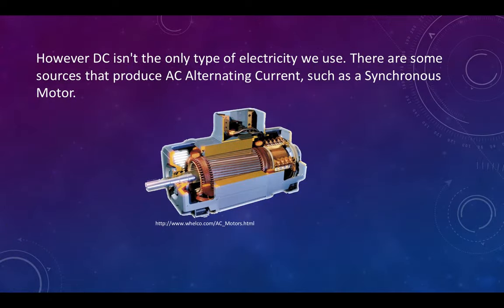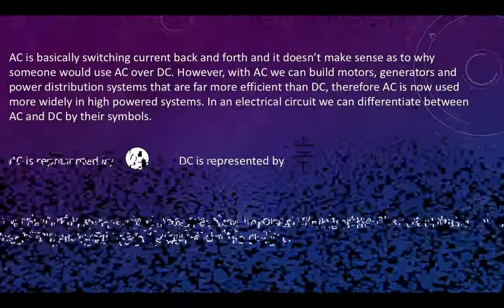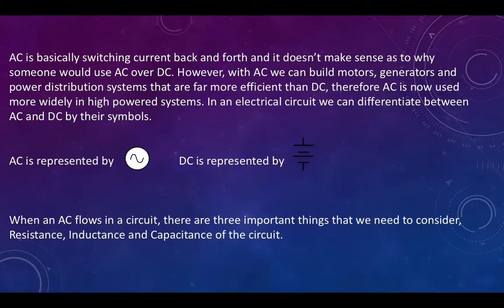However, DC isn't the only type of electricity we use. There are some sources that produce AC, alternating current, such as a synchronous motor. AC is basically switching current back and forth, and it doesn't make sense as to why someone would use AC over DC. However, with AC, we can build motors, generators, and power distribution systems that are far more efficient than DC. Therefore, AC is now used more widely in high powered systems.